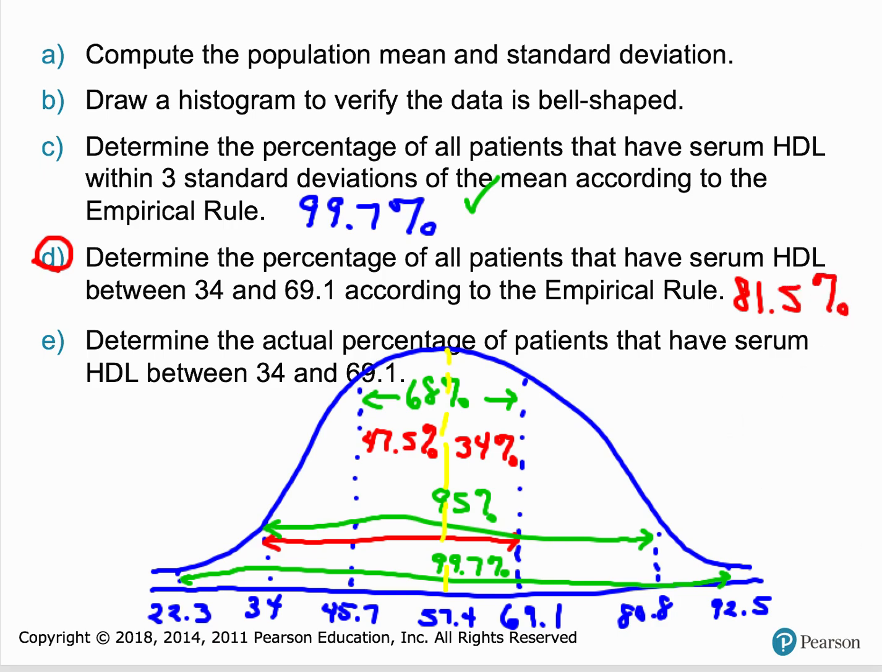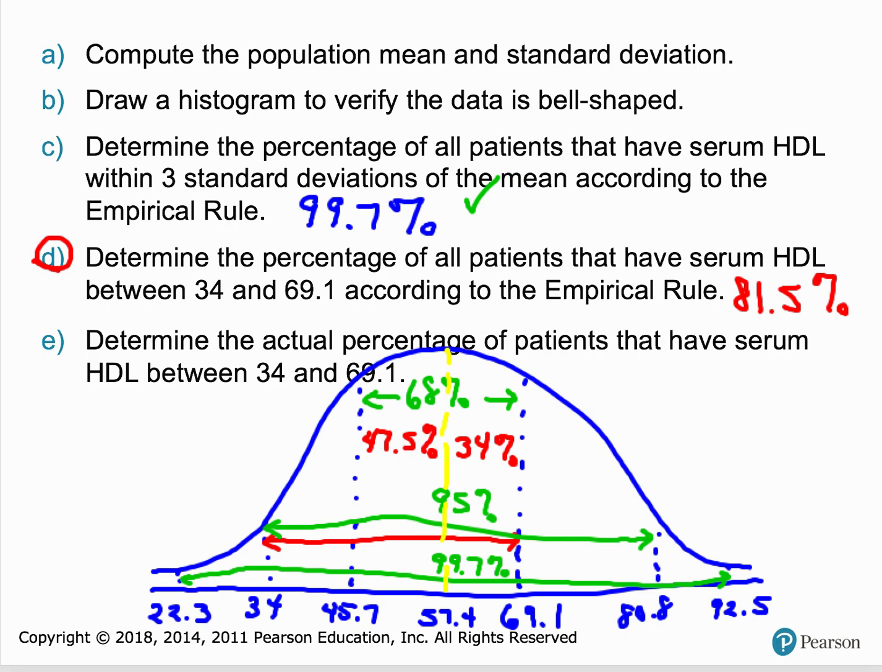Okay, let's do it again. This time it wants to determine the actual percentage of patients that have HDL between 34 and 69.1, right? So this said according to the empirical rule, let's leave that 81.5, and then let's go back and determine the actual percentage. Let's see how we can do that.